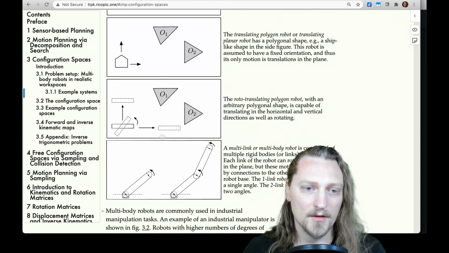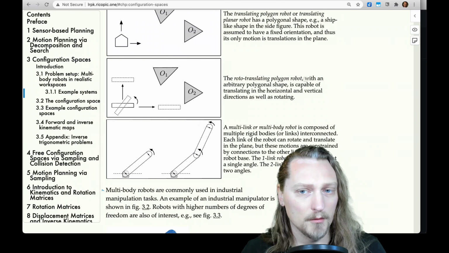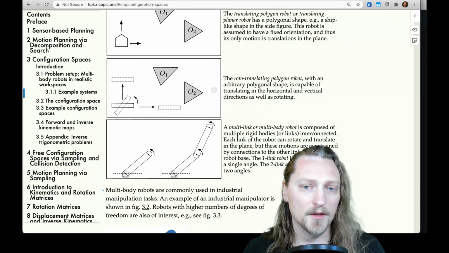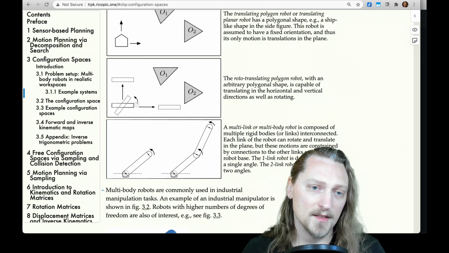Okay, here's another example. We have the roto-translating polygon robot with an arbitrary polygonal shape. It's capable of translating in the horizontal and vertical directions as well as rotating. So we can translate and also rotate orientation.